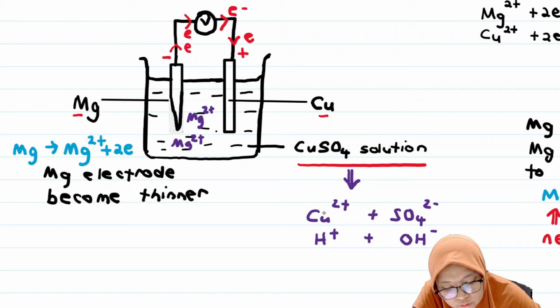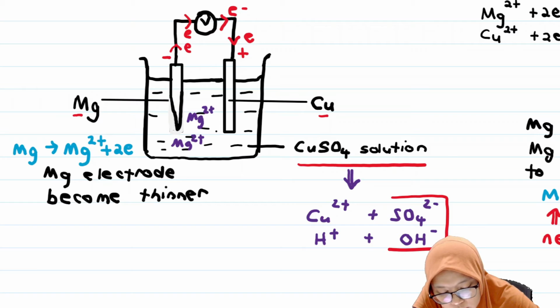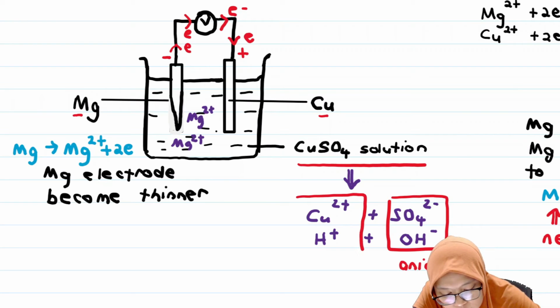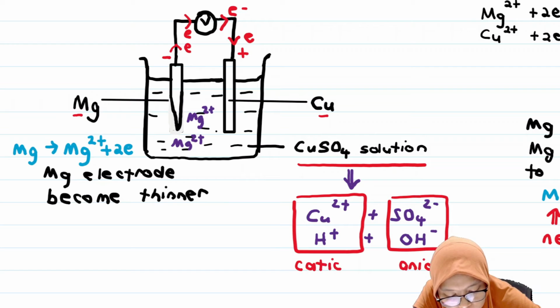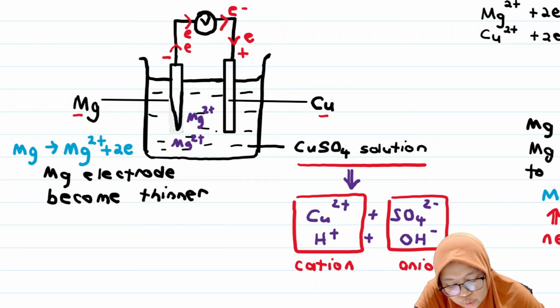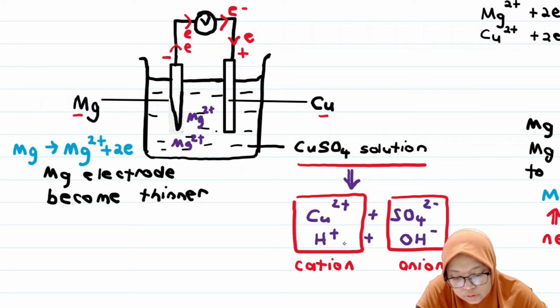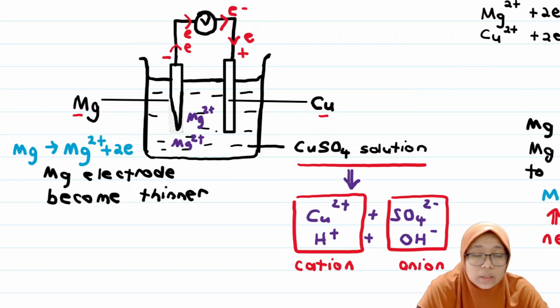So now you have 2 anions and 2 cations. This is called an anion. Anion is a negative ion, and this is cation. Cation is a positive ion. So which ion do you think will accept the electron? The one that accepts electron must be the positive ion, because if the ion is already negative, it will not be able to accept any electron anymore.